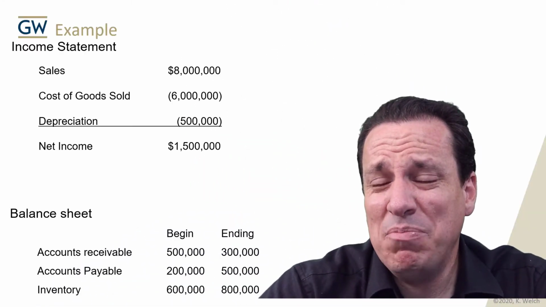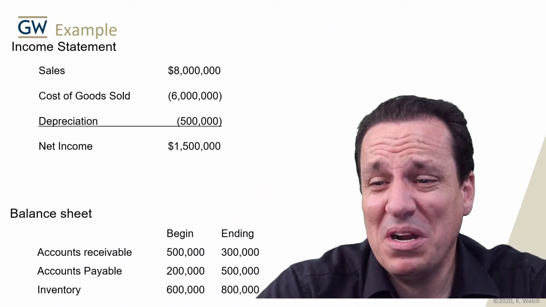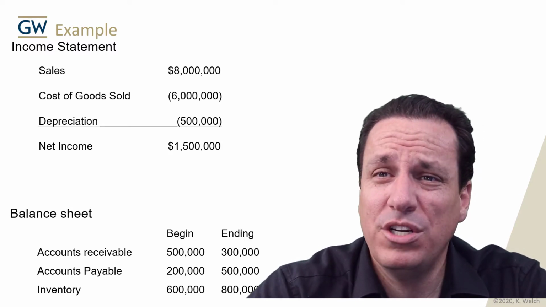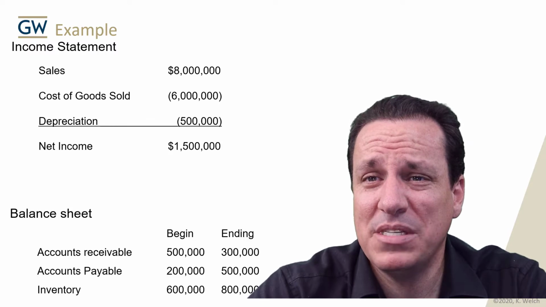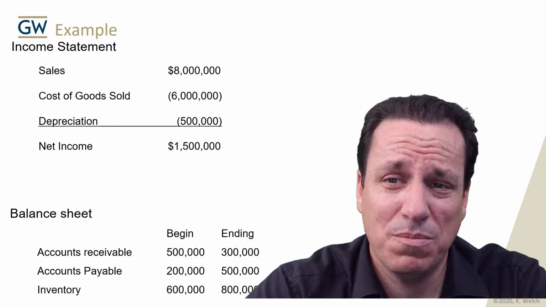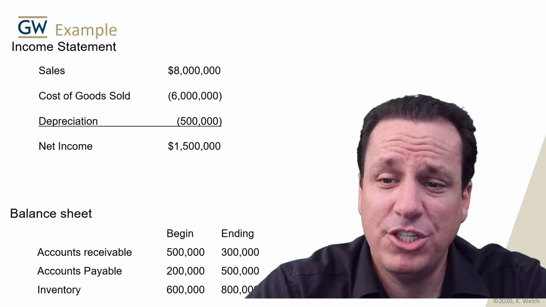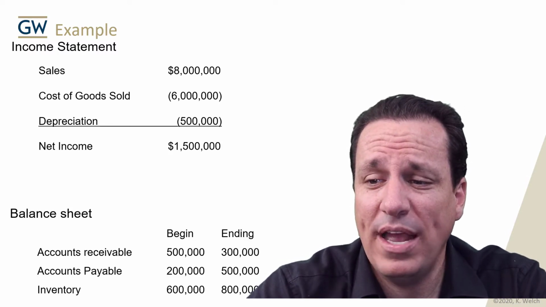And it's really important to keep things organized. And the reason why you want to keep it organized is because it gets pretty complex creating this cash flow statement. So what we do is we have our traditional income statement right here. We have our income statement where we have our sales, cost of goods sold, and depreciation, and then our net income. And we have a few balance sheet accounts here: accounts receivable, accounts payable, and inventory.